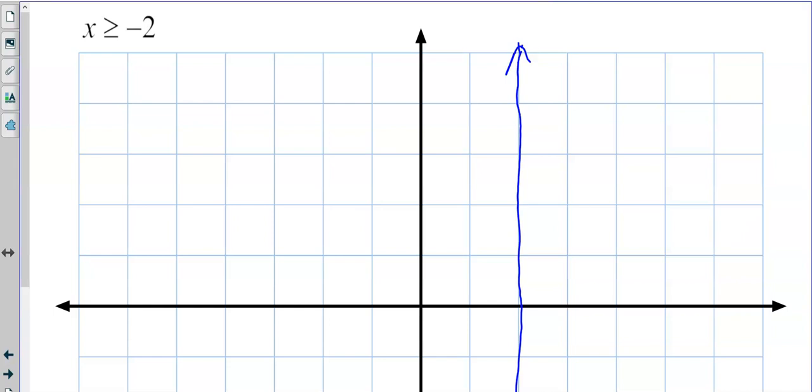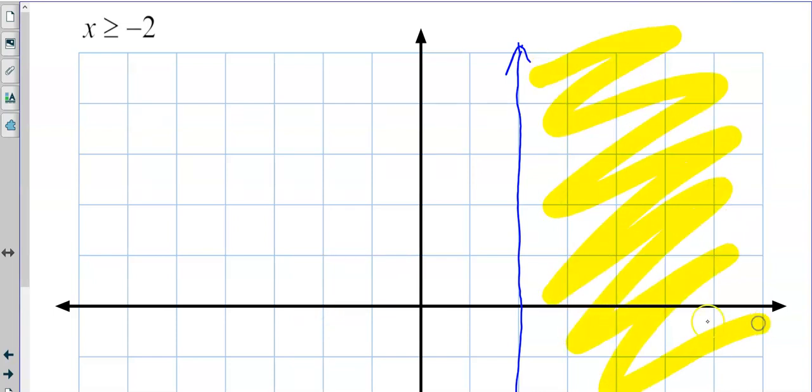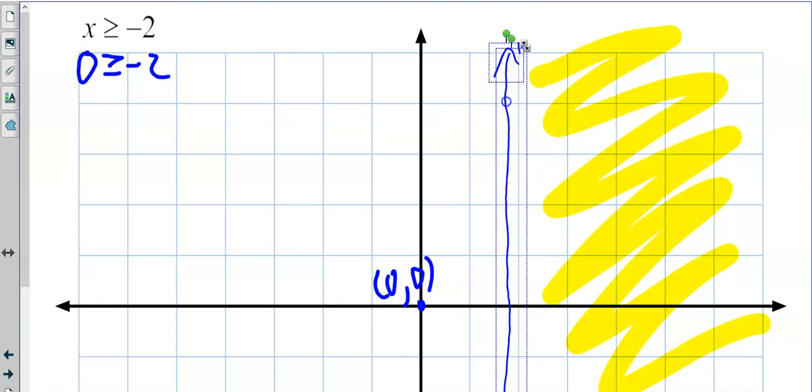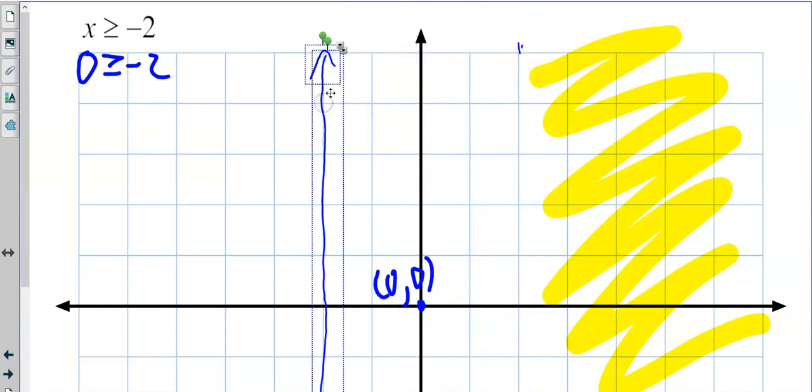If you're not sure, like I think I'm going to shade bigger than, so I think I'm going to shade to the right, but I'm just going to plug in a point to see. 0, 0 is a pretty easy point to plug in. So if you plug in 0, 0, let's see what happens. I'm hoping it's false. I'm hoping it's not in the solution region. So 0 is greater than or equal to -2. Is that true? Oh, it is true. By the way, it really helps when you graph your line.